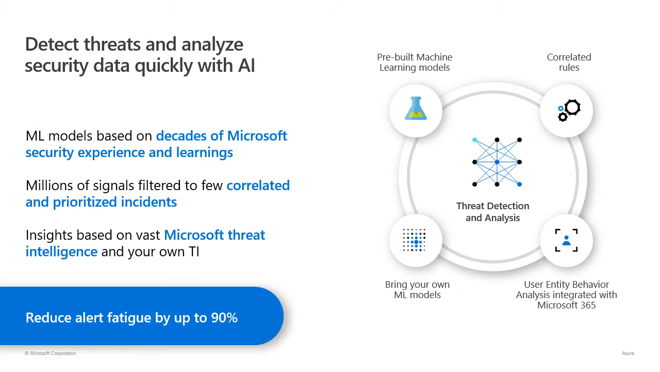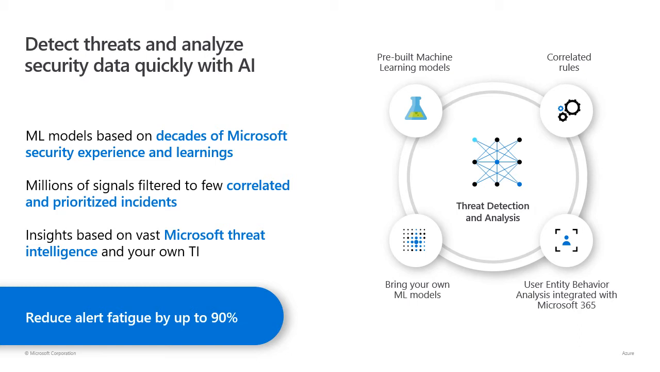The other thing that it does is that it detects threats quickly and analyzes your security data quickly with AI. Remember when I said in the beginning of the webinar that you can't stop all of the threats. So consider Azure Sentinel as your friend because it uses AI to detect movements of data across your entire IT infrastructure, whether it's on Azure, on-premise, or on the cloud, across different components. And this one uses ML models based on decades of Microsoft security experience and learnings. It uses correlation rules so that you don't miss out on things that you would normally miss out if you do all your detections manually or by yourself.